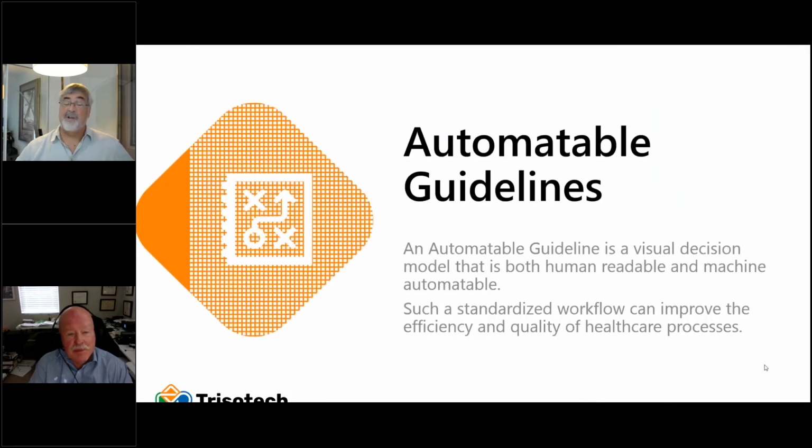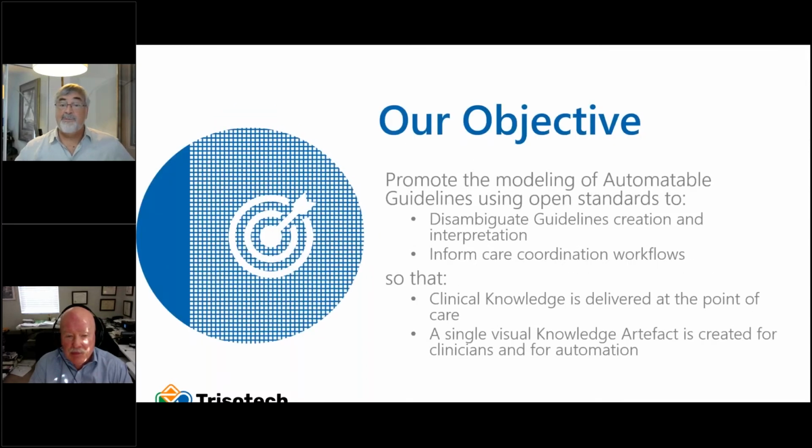In the context of this presentation, we're using the term automatable guideline to refer to a single visual knowledge artifact that is both human readable and machine automatable. Our objective in using these automatable guidelines is to disintegrate the traditional narrative guidelines that are prone to many interpretations. Our goal is also to provide this knowledge at the right time during the flow of care.